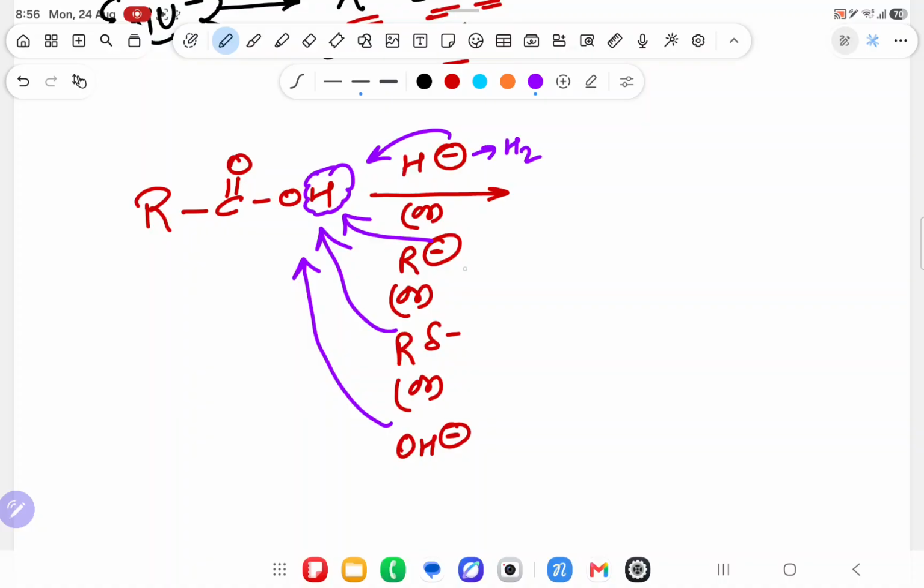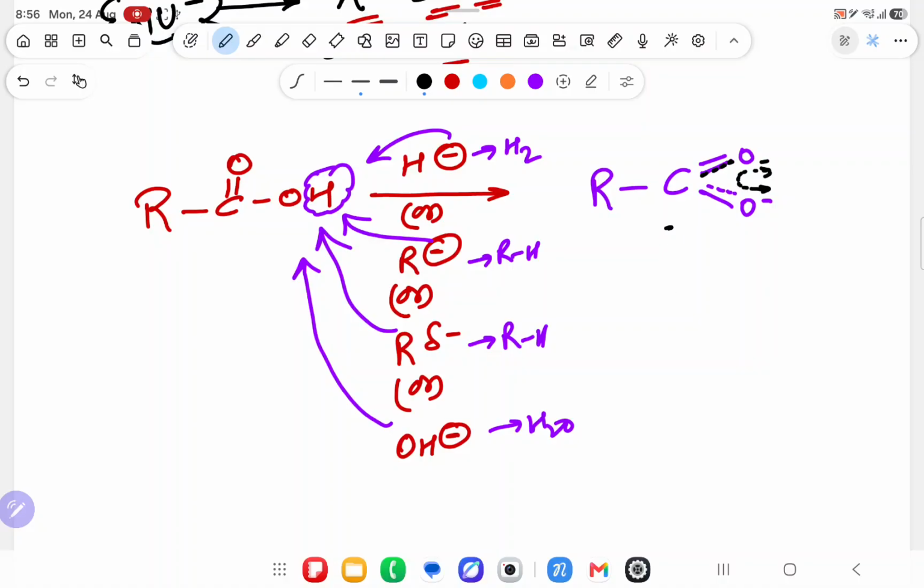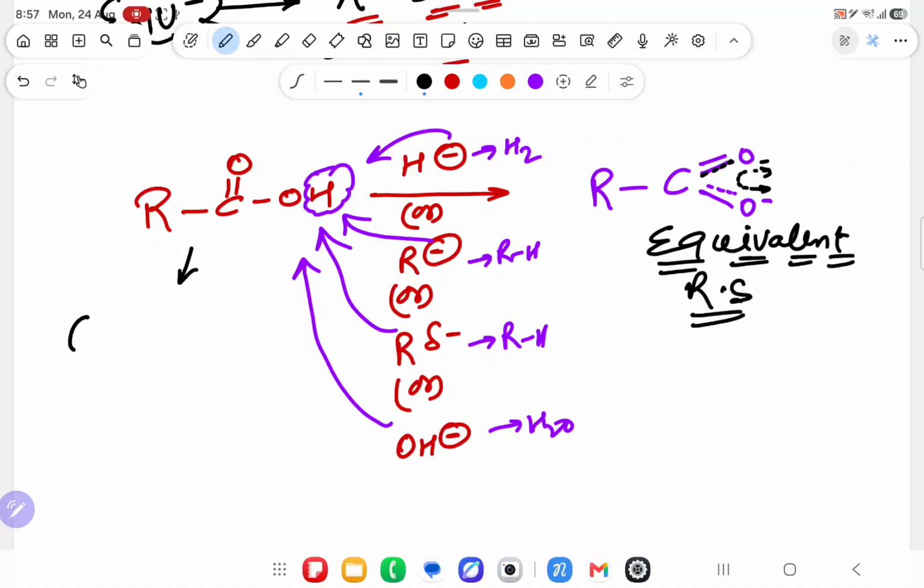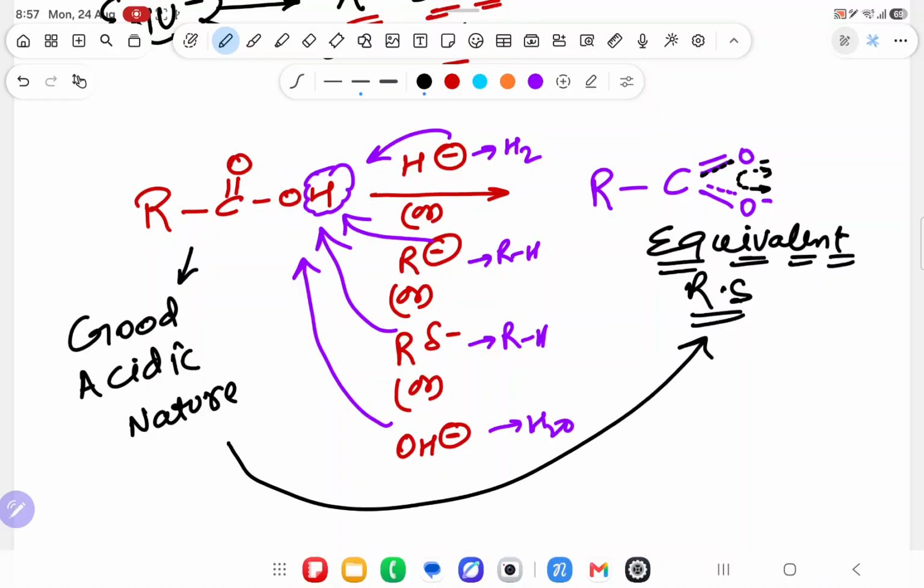It will give H2, it will give RH, it will also give RH, it will give H2O, but what is left? R C double bond O minus, and you know that this R C double bond O minus does resonance. Over here partial double bond comes, over here partial double bond is there, and we also have negative charge, and they do resonance. These types of resonating structures are known as equivalent resonating structures. And equivalent resonating structure gives very good acidic strength. If after removing hydrogen any compound gives equivalent resonating structure, it means that compound is of good acidic nature. Why? Because after giving H plus, it forms the equivalent resonating structure, so it is of very good acidic nature.